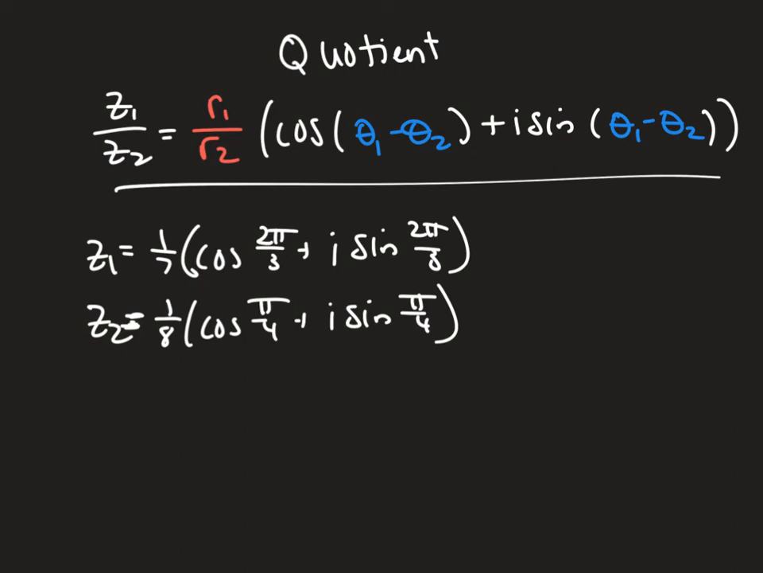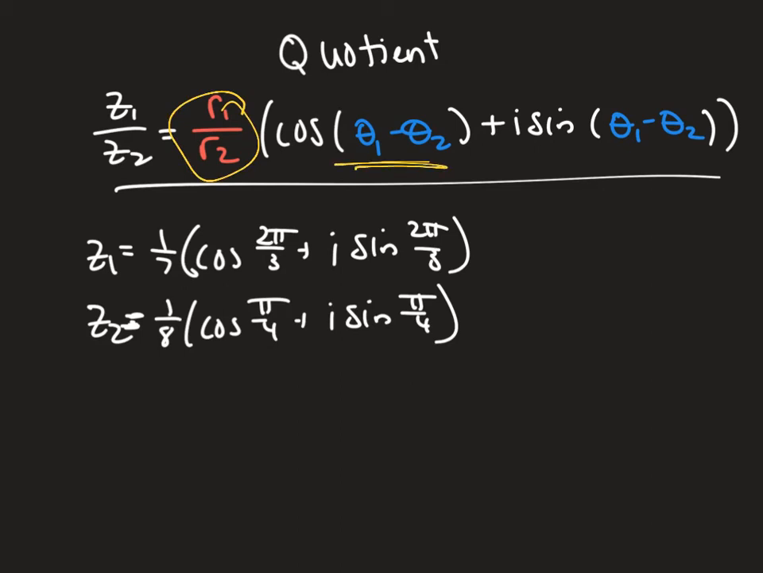All right, blank screen. Okay, quotient. Quotient is, honest to goodness, kind of the same thing as product, except instead of multiplying your r's, you're going to divide your r's, and instead of adding your thetas, you're going to subtract your thetas.